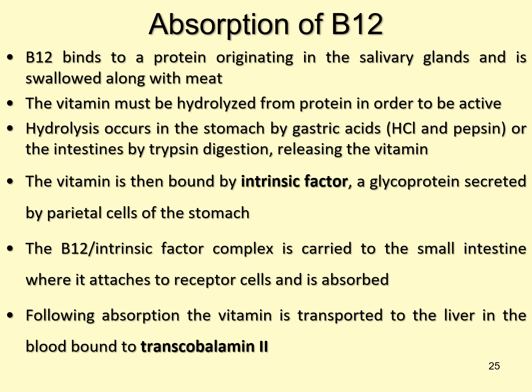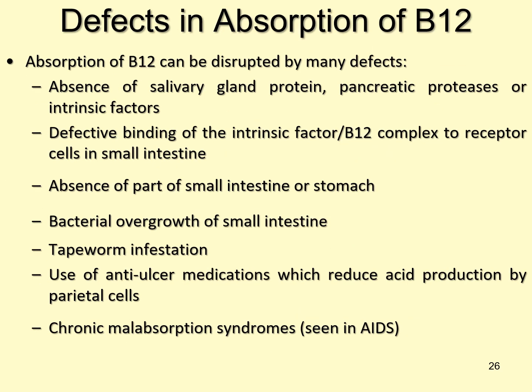So the vitamin is then bound by intrinsic factor, a glycoprotein secreted by parietal cells of the stomach, and the vitamin B12-intrinsic factor complex is carried to the small intestine where it attaches to the receptor and is absorbed. Following absorption, the vitamin is transported to the liver in the blood bound to transcobalamin 2. If the absorption of this vitamin is disrupted, it leads to different defects.